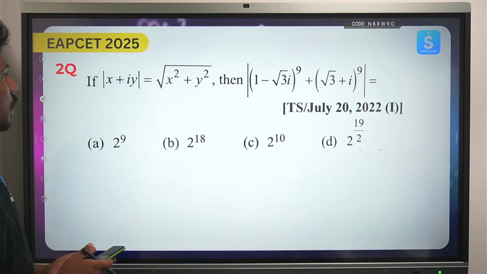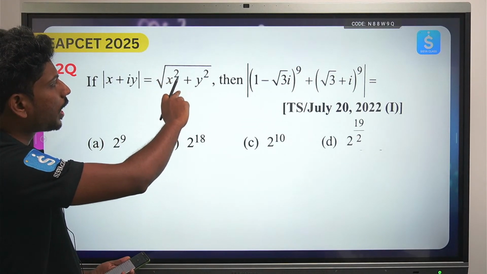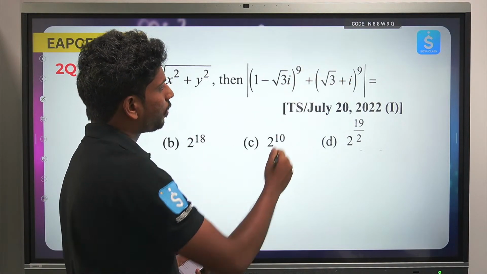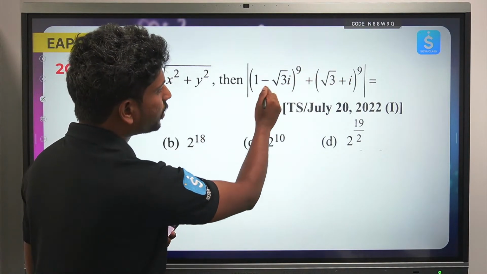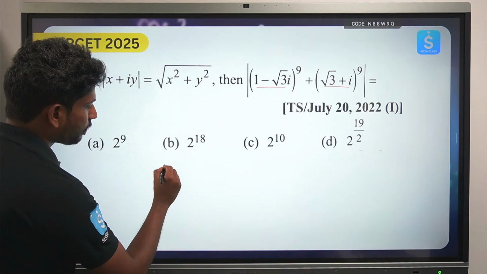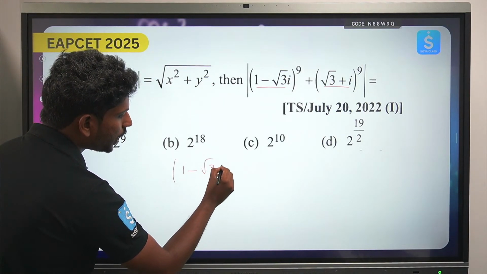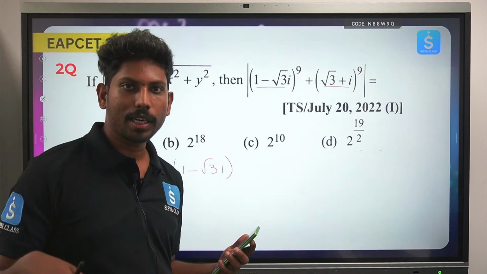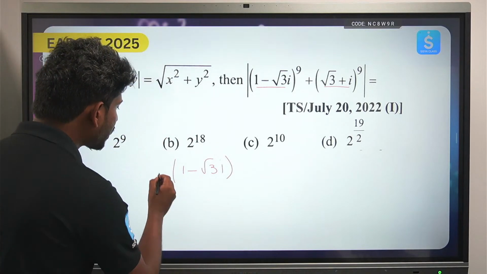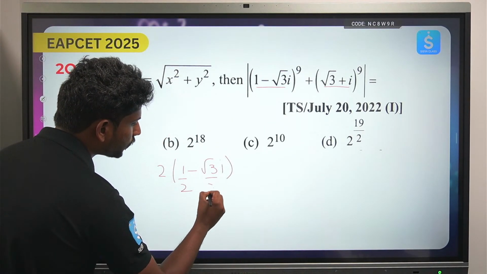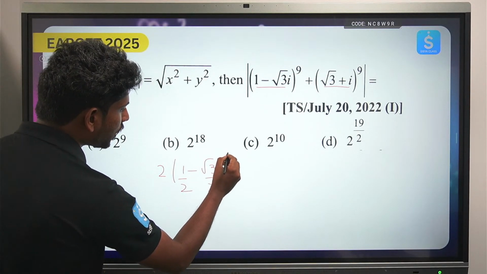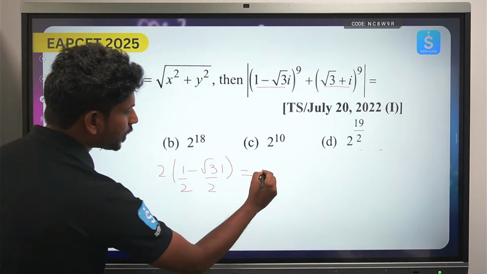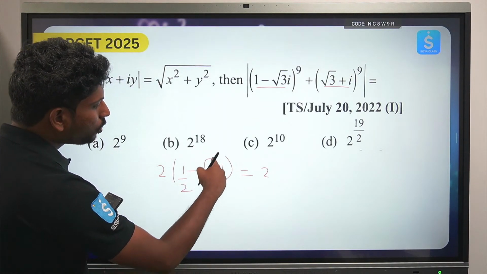See the next question. You have mod of x plus iy is equals to under root of x square plus y square. We have (1 plus root 3i) power 9 over (root 3 plus i) power 9. Here, just try to observe this: 1 minus root 3i, root 3 plus i. If you see the tabular column of trigonometry, we have 1/2, root 3/2, 1 by root 2. So I will just multiply 2 here, right? And now if you try to see, okay, this complete thing we have done. So this is nothing but root 2 times (1/2 minus root 3/2).